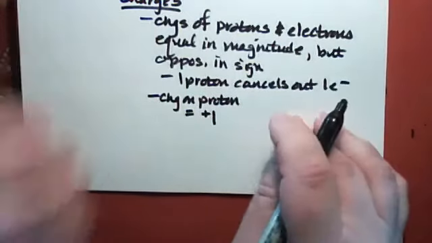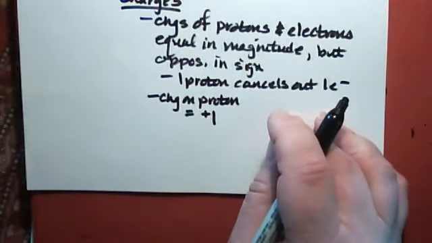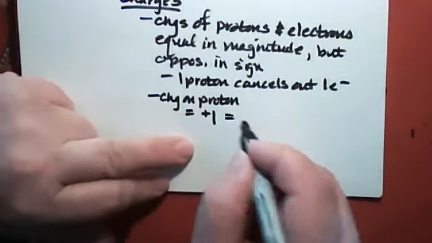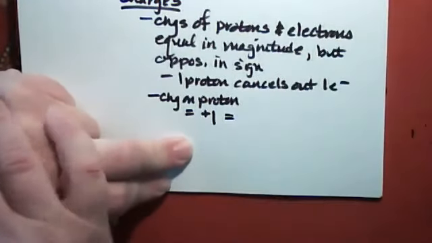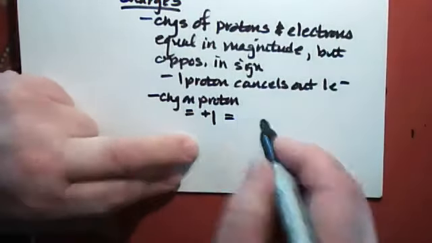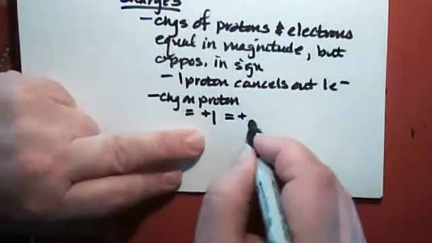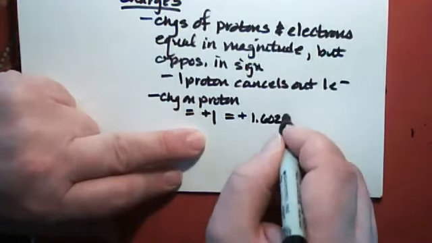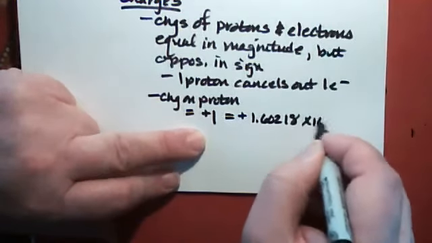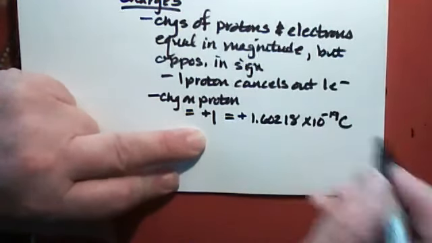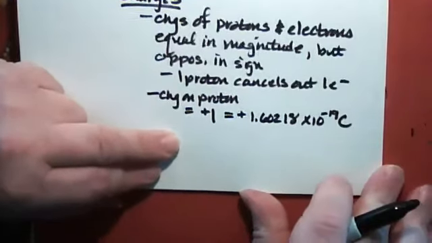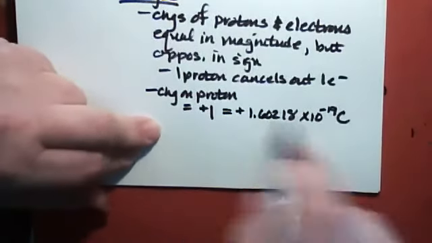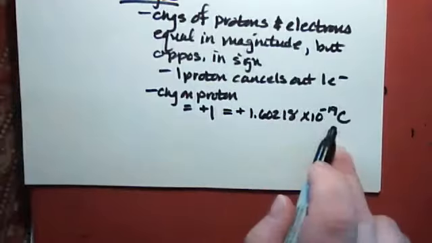For most purposes, we just call the charge on a proton +1 for simplicity. But the SI unit for electrical charge is the coulomb. And in coulombs, the charge on a proton would be plus 1.60218 times 10 to the minus 19 coulombs. You don't have to know that number. You can look it up if you need it.